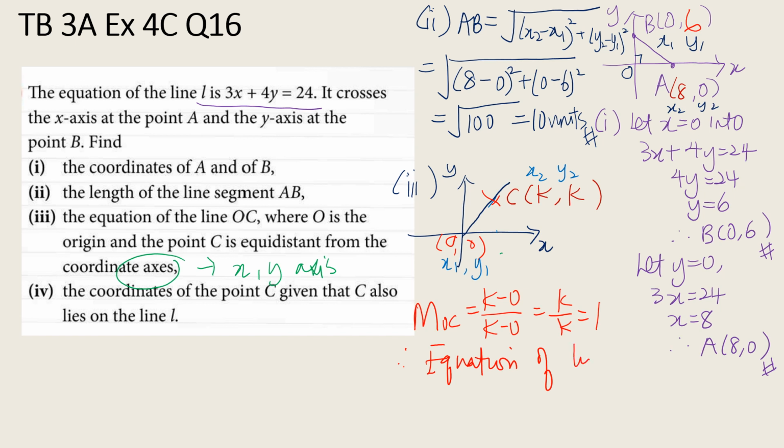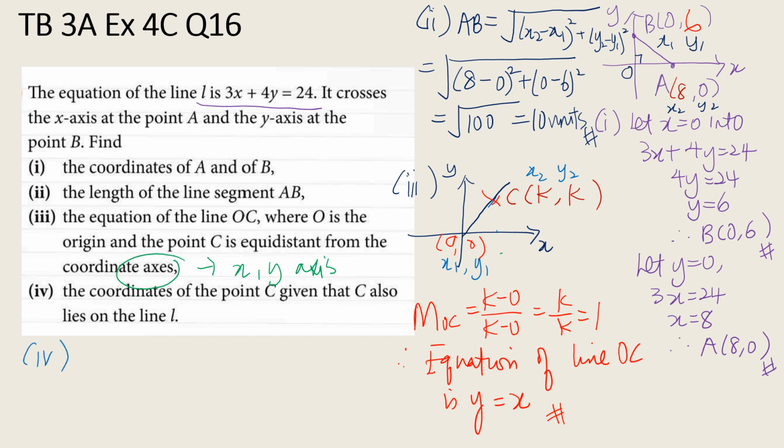So therefore, the equation of line OC is y equals 1 times x, because the gradient is 1. So 1 times x is x, and it passes through the origin, so you don't need to put plus 0. The equation of the line is just y equals x. I really hope that you can understand my explanation. If not, then please watch through the video again, or you can PM me.